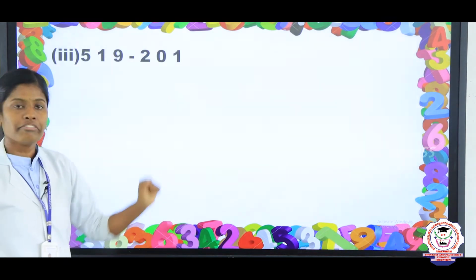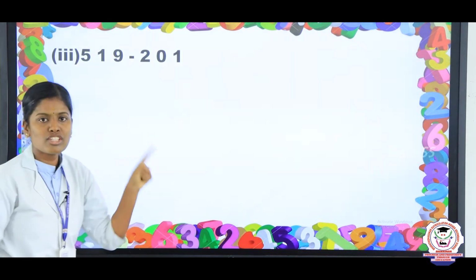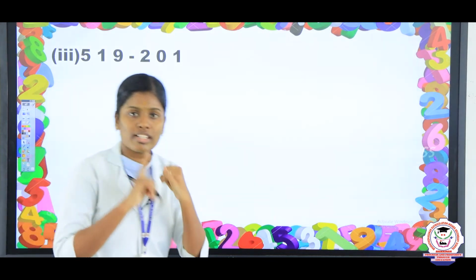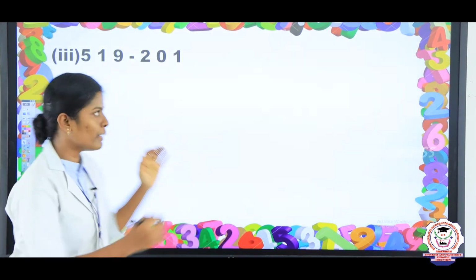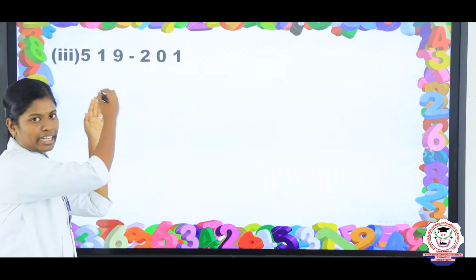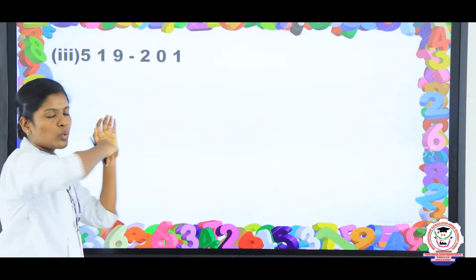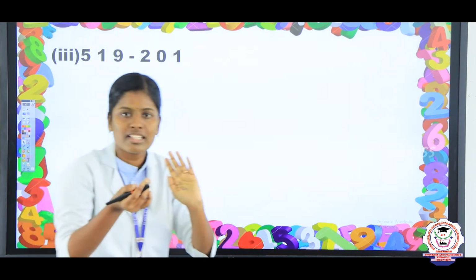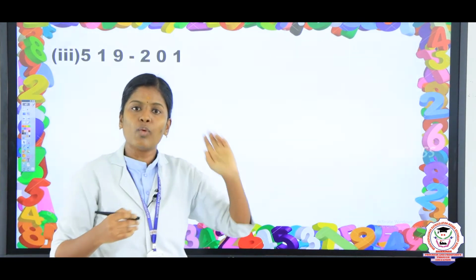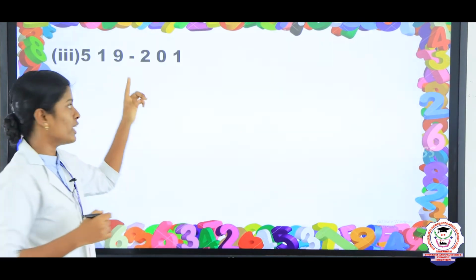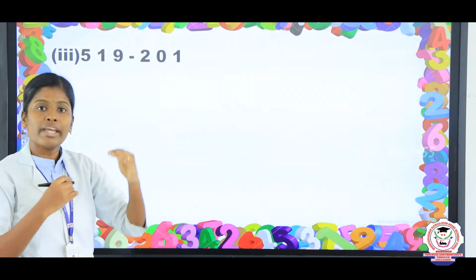Third question: 519 minus 201. So what is our first procedure? We are going to find the smaller number. Compare these two numbers, 519 and 201. Which one is the smaller number? 201 is the smaller number. So this number we are going to make into a multiple of, or nearest to, 100.